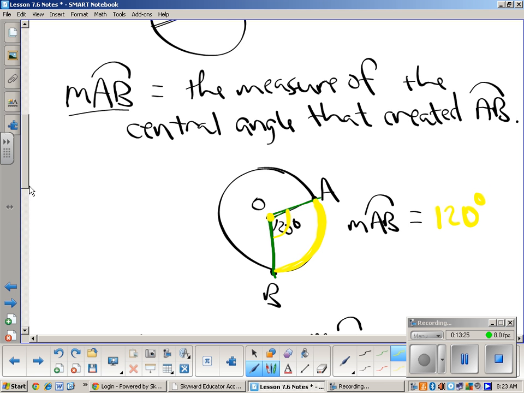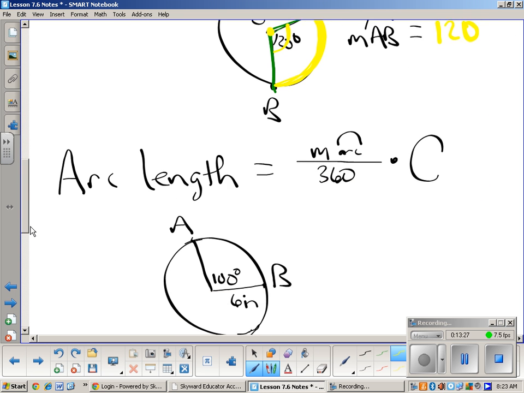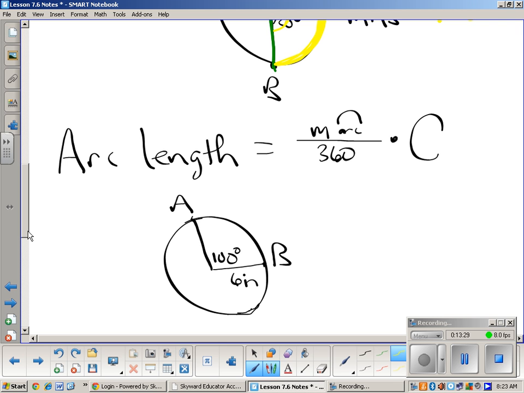Alright? Now, if I want to find arc length, I have a formula that says the measure of the arc, and I just wrote the word arc in there because we can't have one name for every arc. Every arc has its own name. So the measure of the arc divided by 360 times the circumference of the whole circle.